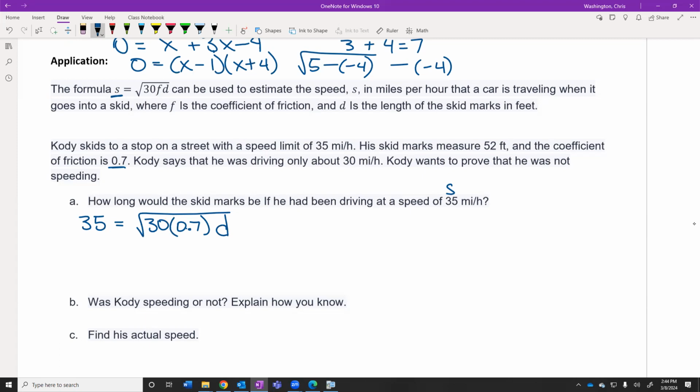That's actually a really simple equation to solve. We can square both sides to get rid of the square root. 35 squared is 1,225. You can go ahead and multiply the 30 and the 0.7 together if you would like. 30 times 0.7 is 21. If you got a decimal, you do not want to round that decimal.